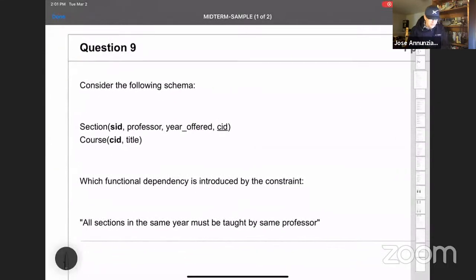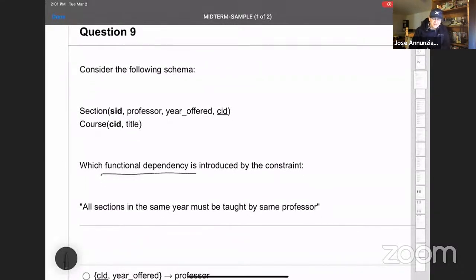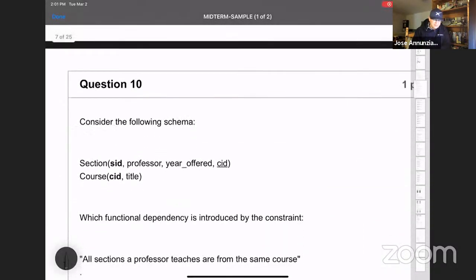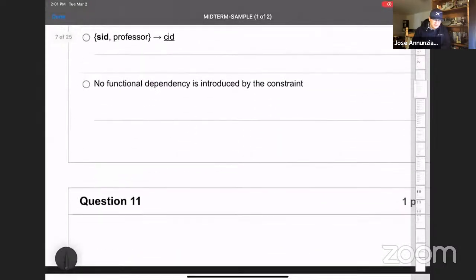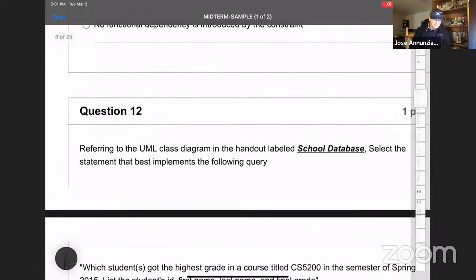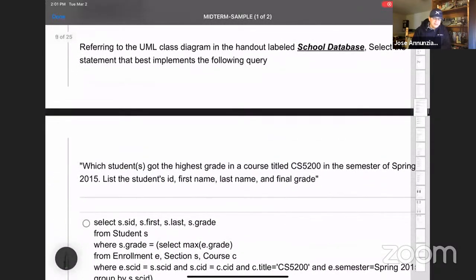Okay, let's go back to where we were. This is functional dependencies. We haven't talked about functional dependencies. We'll be covering them in the next week or so, so I'm going to skip over the functional dependencies questions. Okay, here's a UML diagram.